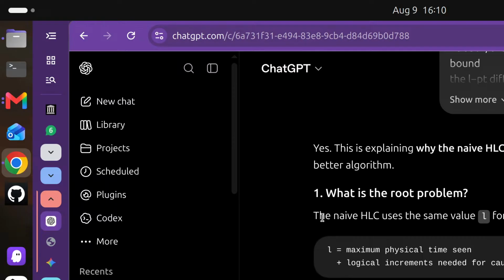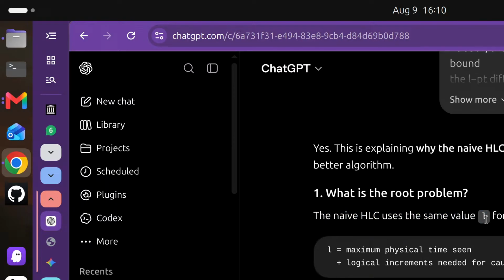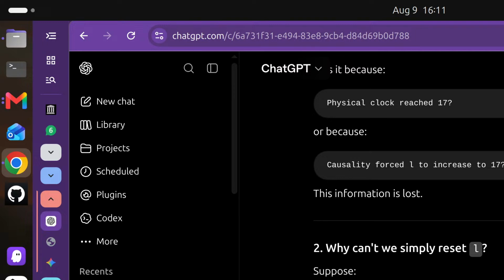What is the root problem? Naive HLC uses the same value L for two different purposes. L is equal to the maximum physical time seen plus the logical increments needed for causality. So after some events, if we see L is equal to 17, we don't know why it became 17. Is it because of the physical time? Is it because of the logical increments? We don't know, right? Was it because the physical clock was 17 or because causality forced L to increase to 17? This information is lost in this case.